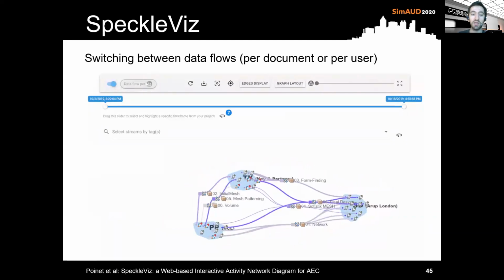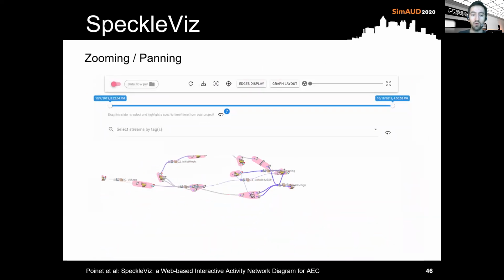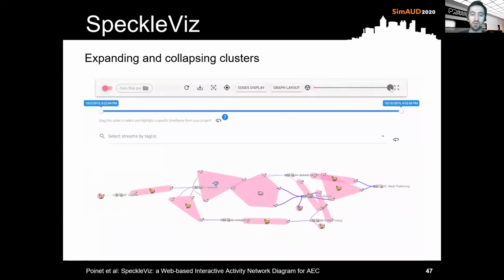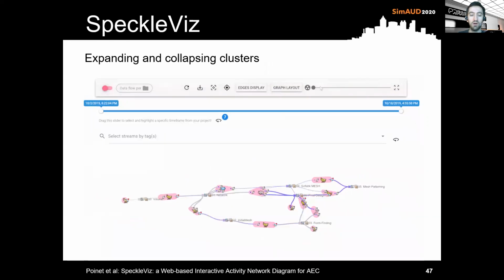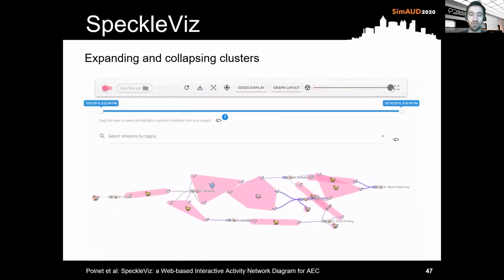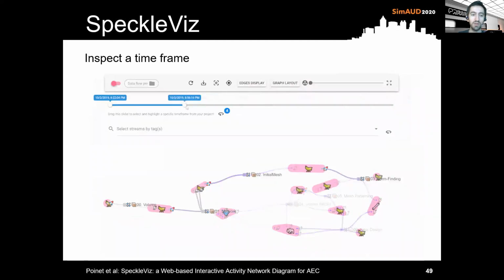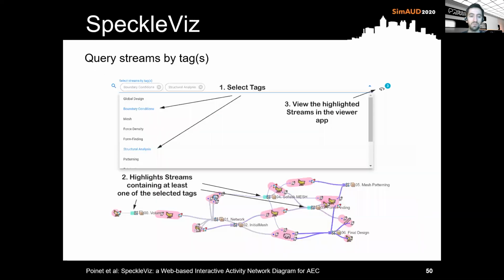You can switch between different data flows, so the data flow per document or per user. You can zoom and pan the graph, which gives the end user more flexibility. You can expand and collapse clusters, which sometimes gives more clarity and visibility for the graph, because sometimes it might be very intricate. You can always right-click on a stream and view it in the viewer. You can always inspect your graph with a time frame selector. If the nodes and edges are outside this time range, they will fade out.